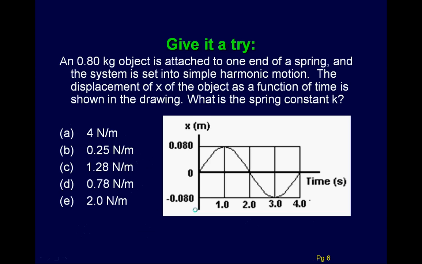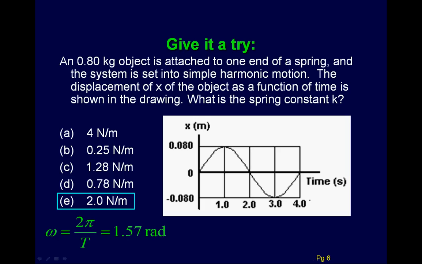Again, sorry about that. So here's an example. We dealt with this system a lot in the last pre-class quiz. You've got a mass object of 0.80 kilograms. It's bouncing back and forth on a spring. We give you a graph of x versus time. I want to know, what's the spring constant k? Give this a try. Okay, hopefully you got 2.0 Newtons per meter.